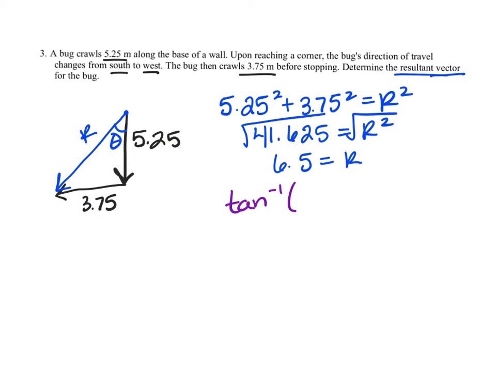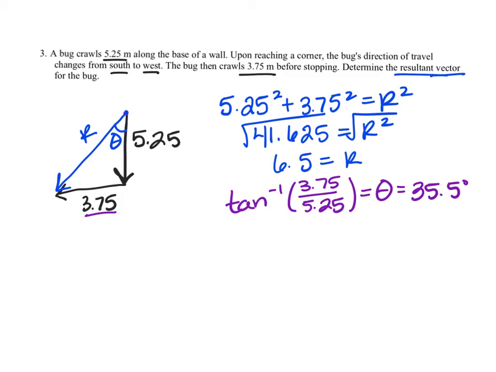So inverse tan, opposite side, opposite of our angle is 3.75. It's the side of the triangle that's across from your angle that you want. And then your adjacent side is the side of your triangle that is touching that angle. So 5.25 is the one touching it. All right. So we'll type that in the calculator. Make sure you are in degree mode, and we are going to get an answer of 35.5 degrees for that.